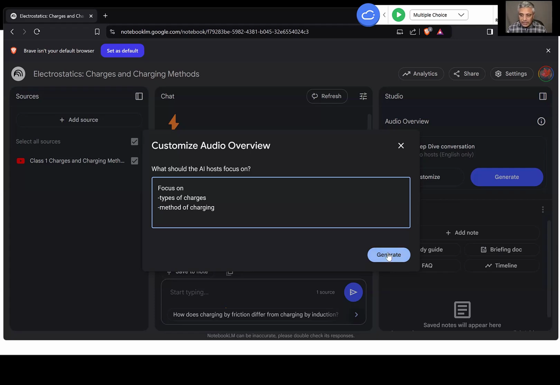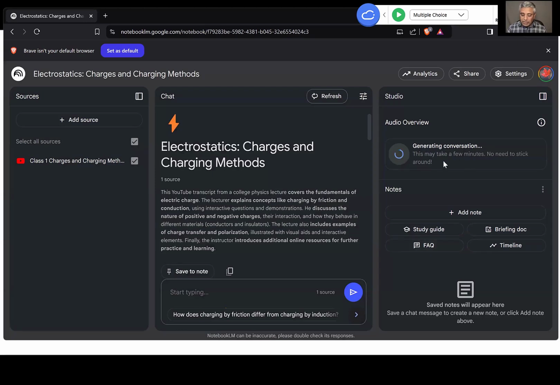And then say generate. It's going to take a little bit of time, but eventually there's going to be audio. You can stop that audio while listening and ask a question. Let's say they are talking about the method of charging by induction, and you ask, can you make it more clear or explain it a bit better?